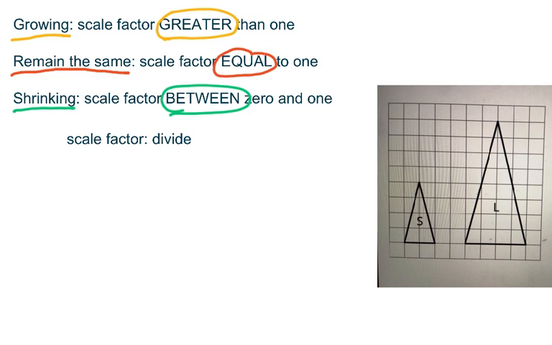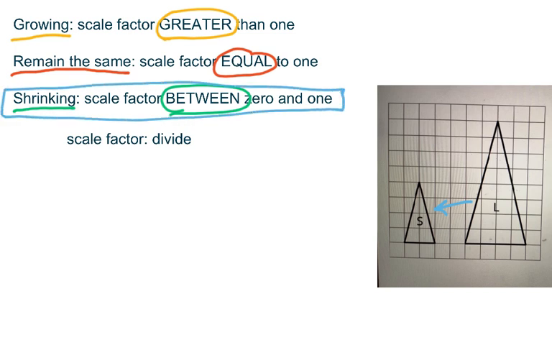So in this picture, as we go from L to S, I notice that we're going from a larger to a smaller image. And that means that we were looking for a shrinking scale factor. To find the scale factor, we will divide. I'll start by finding the length of one of a corresponding pair of side lengths. In this case, I'm going to start by finding this horizontal length because I can find those accurately.